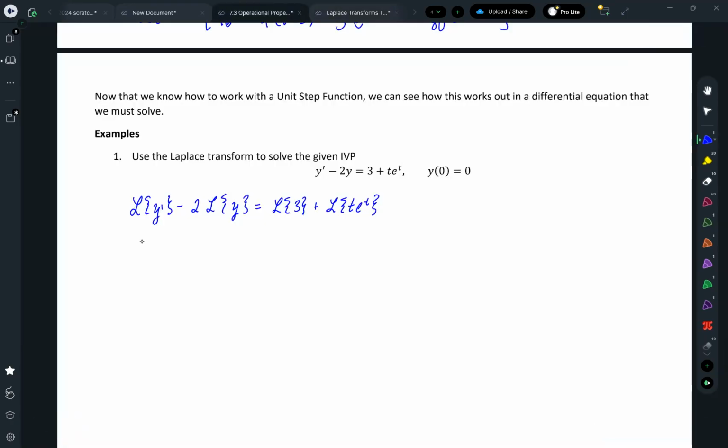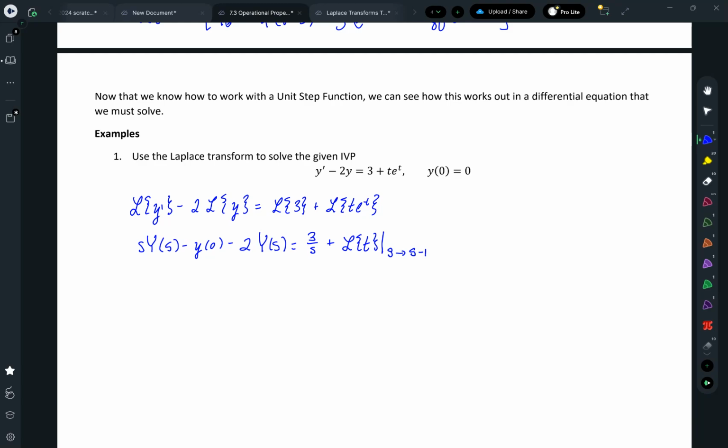Laplace of y prime will be s, big Y of s, minus little y of 0, minus 2 times the Laplace of y, which is big Y of s, equals the Laplace of 3 is 3 over s, and then plus the Laplace of t e to the t. I see an exponential multiplier. That means I'll have a shift in the s world. So this is the same as looking at the Laplace of t, and then on the outside we'll have where we evaluate s at f of s and take it to s minus 1.